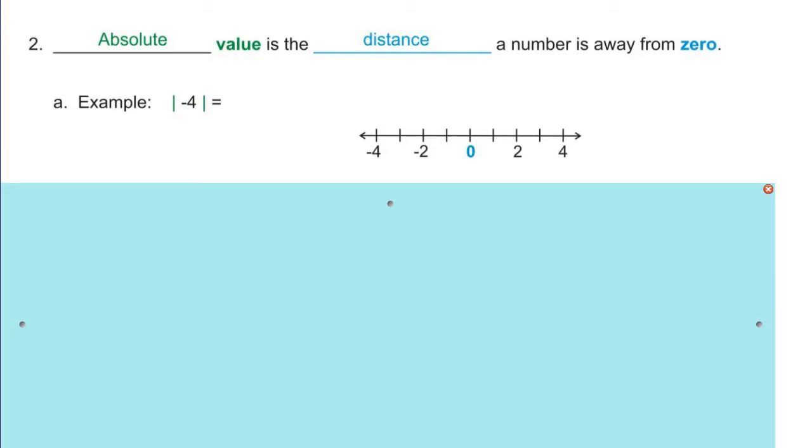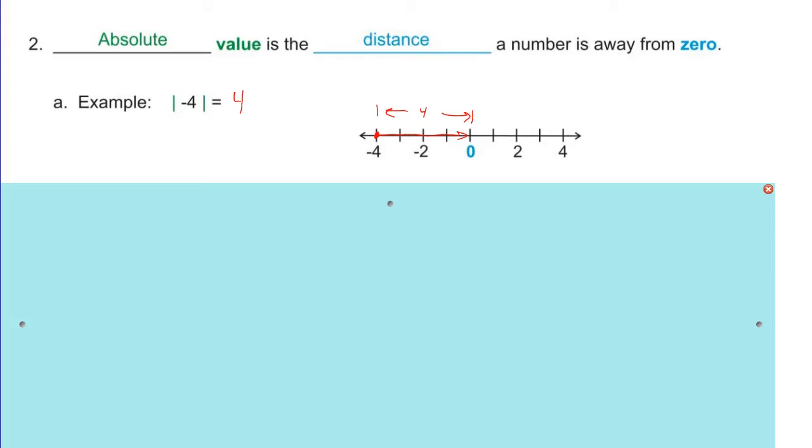I'm going to plot the -4. So I put a point on the -4 on the number line, and I'm going to figure out how far away that is from 0. 1, 2, 3, 4. And indeed, -4 is 4 away from 0. So what is the absolute value of -4?